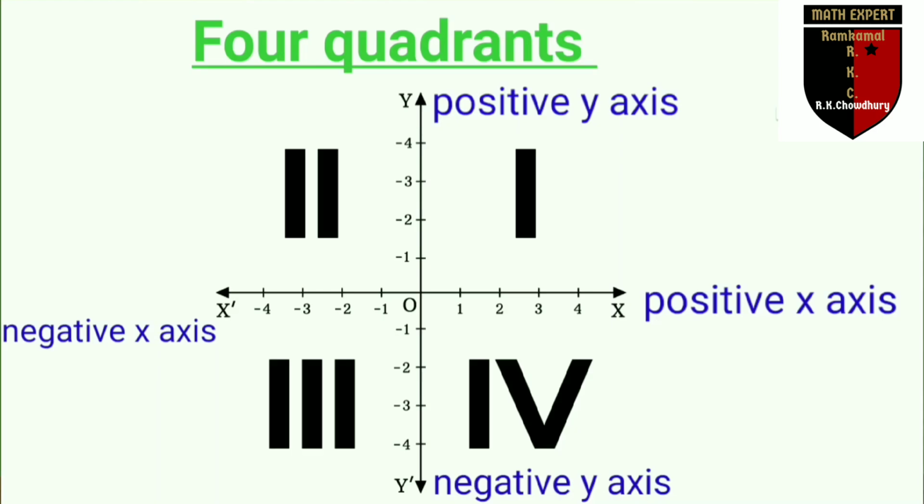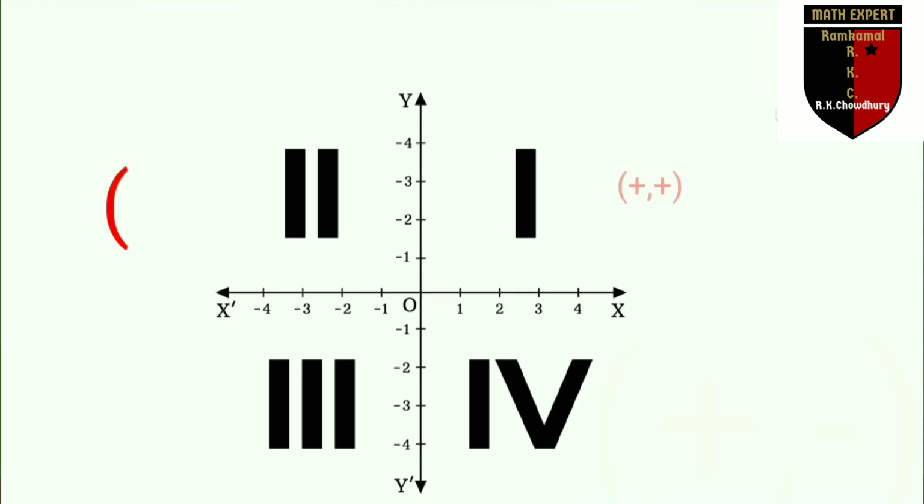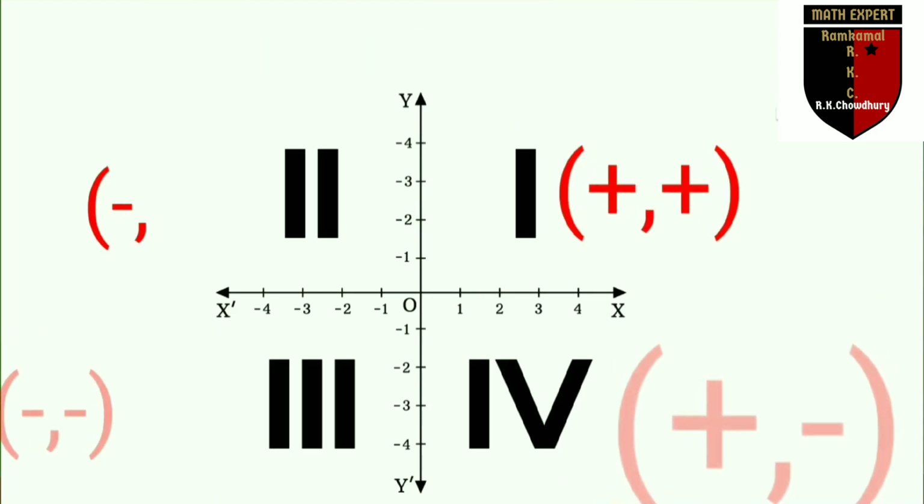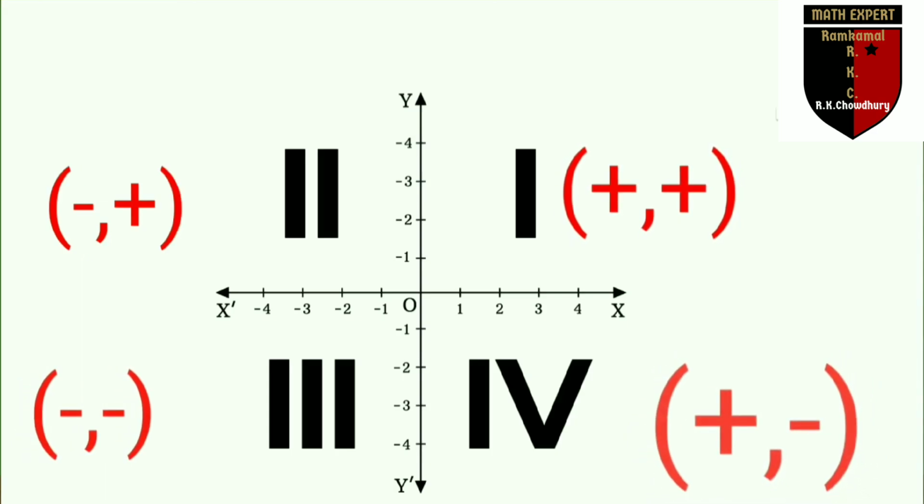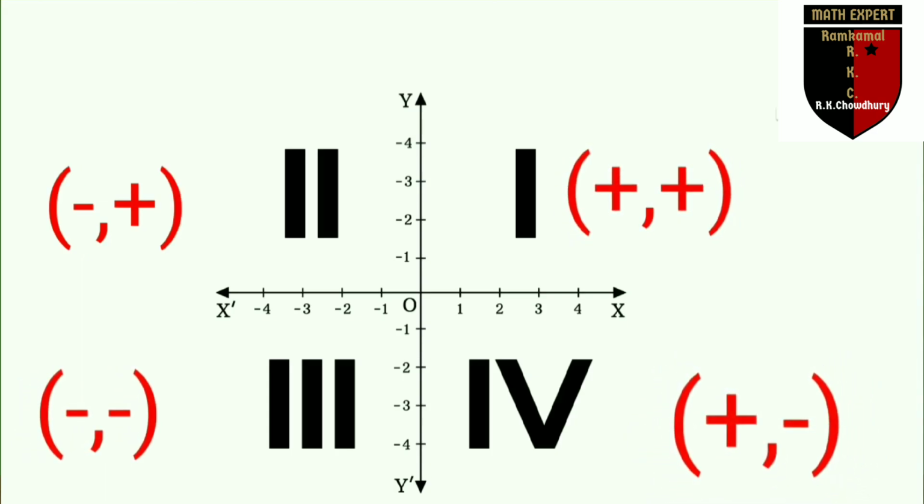So we get 4 quadrants. In the first quadrant both x and y coordinates are positive. In the second quadrant x coordinate is negative, y coordinate is positive. In the third quadrant both x and y coordinates are negative, and in the fourth quadrant x is positive and y is negative.